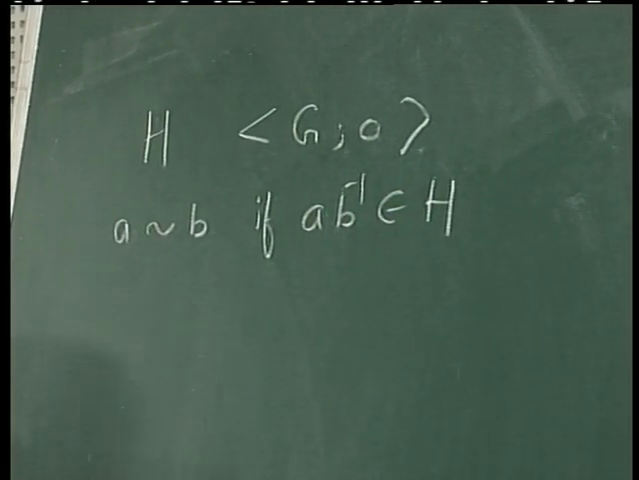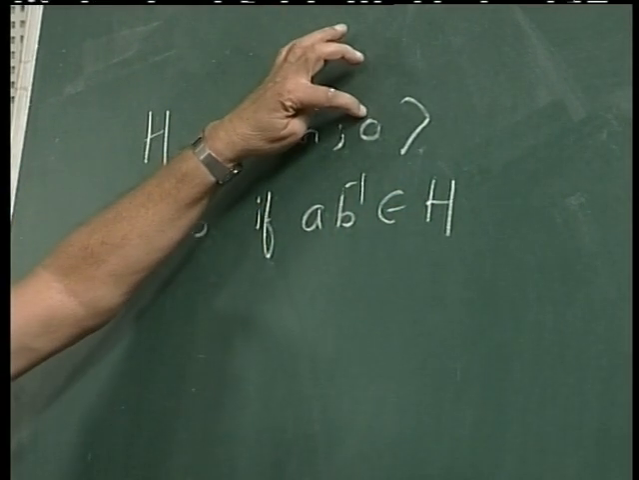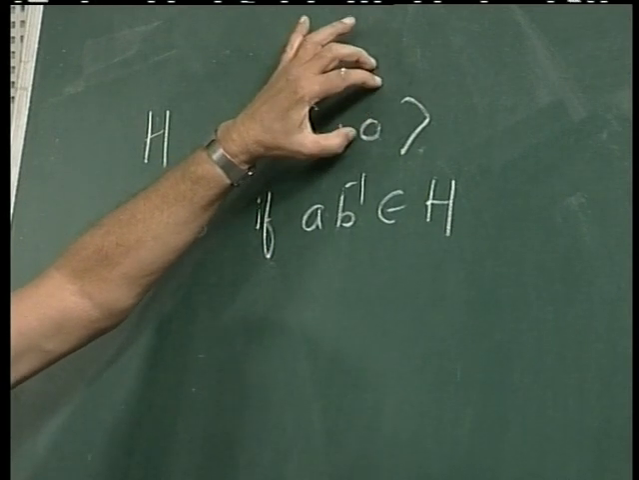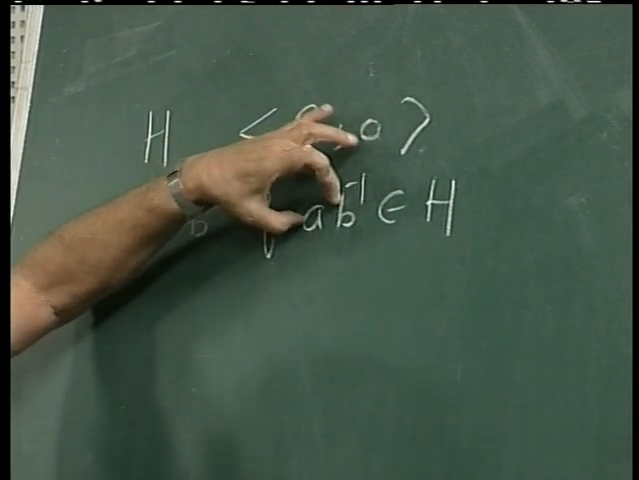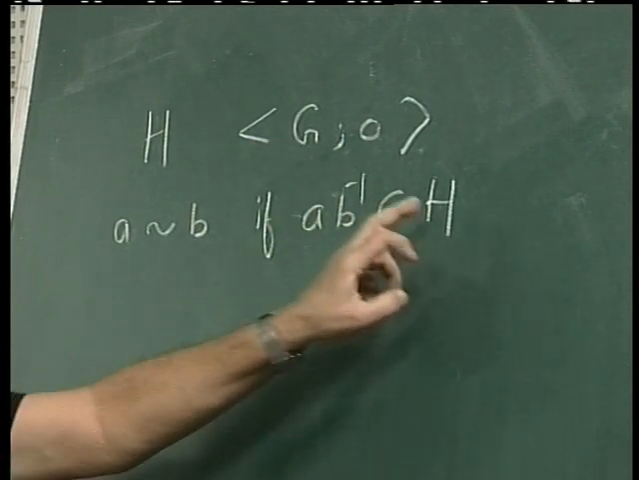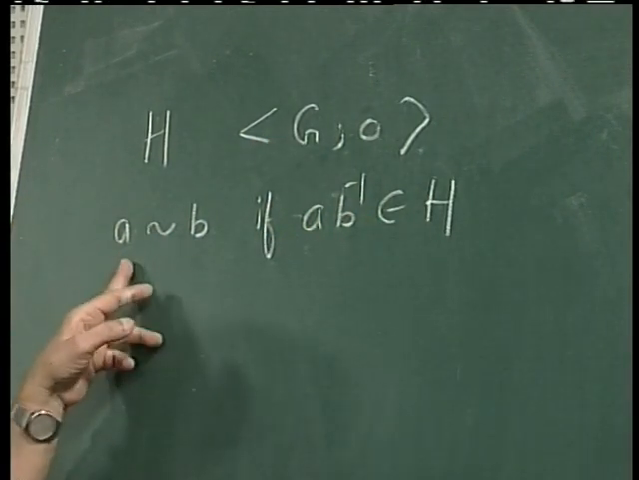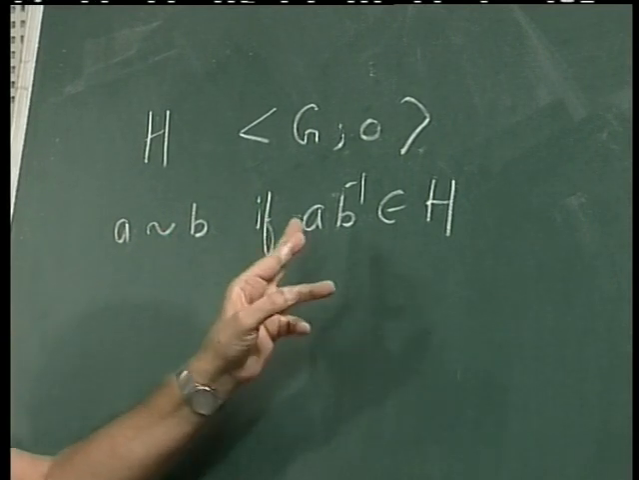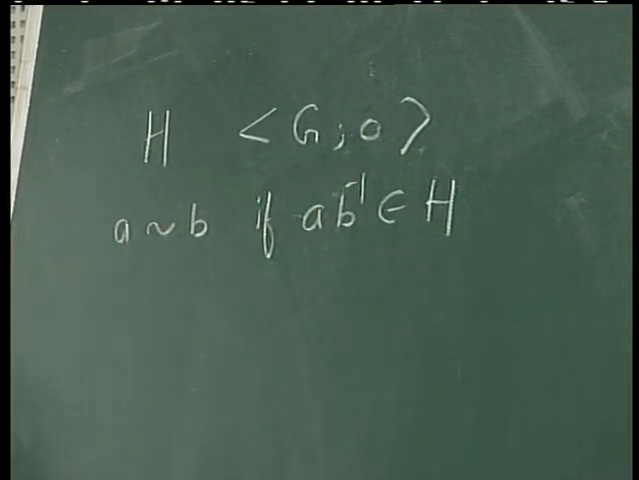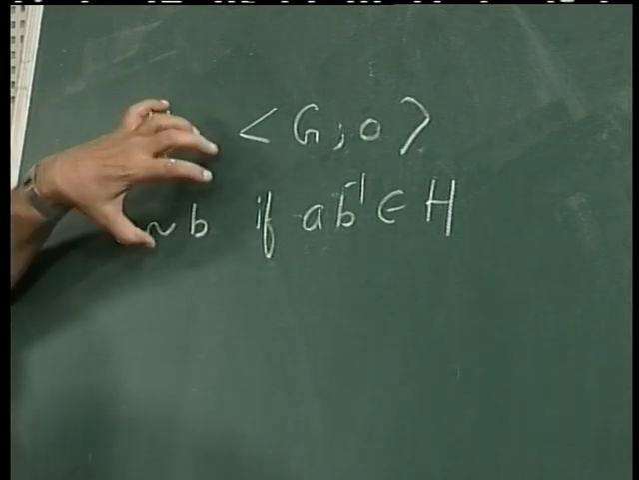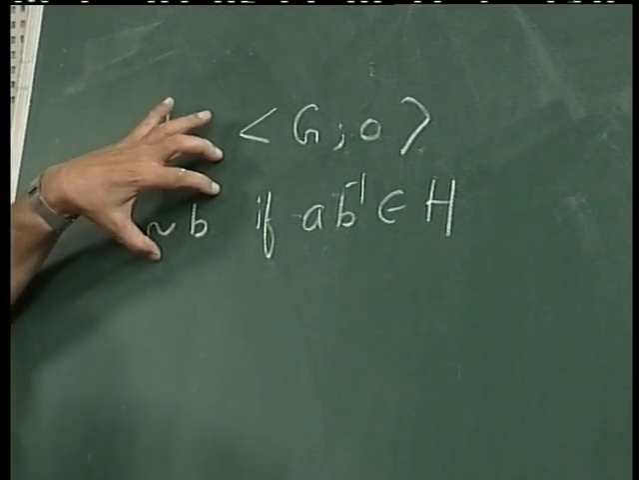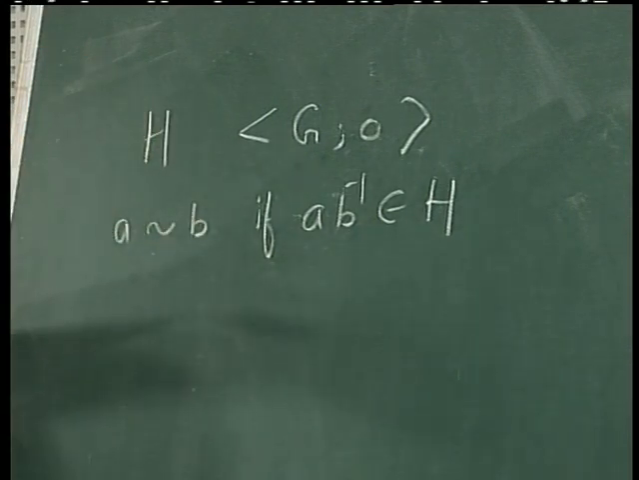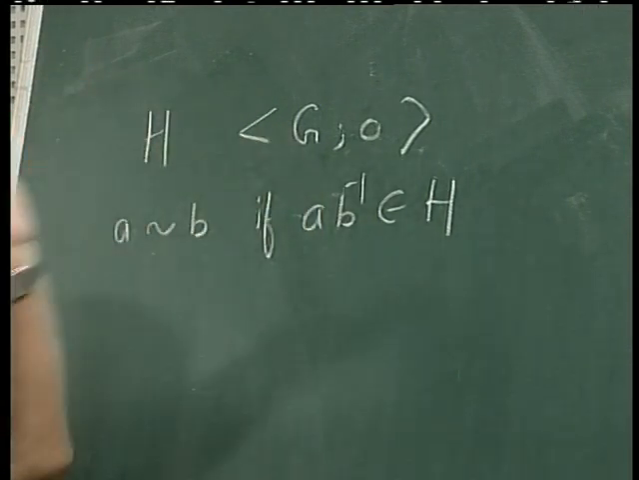Now here, for simplicity, I am not writing the notation for the binary operation. I am just using it as multiplication, so it becomes very simple to understand. And that is why I am writing that element A is related to B if A B inverse belongs to H. What can we say about this relation? This relation is reflexive, very simple to prove. It is symmetric, also very simple to prove. The only thing we need to prove is that it is transitive also.